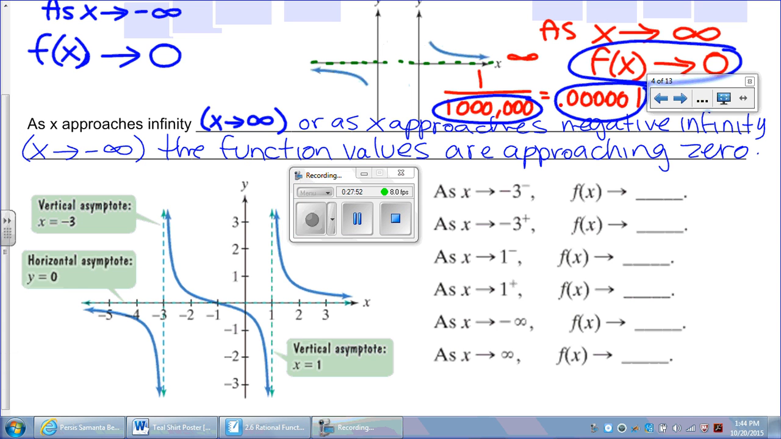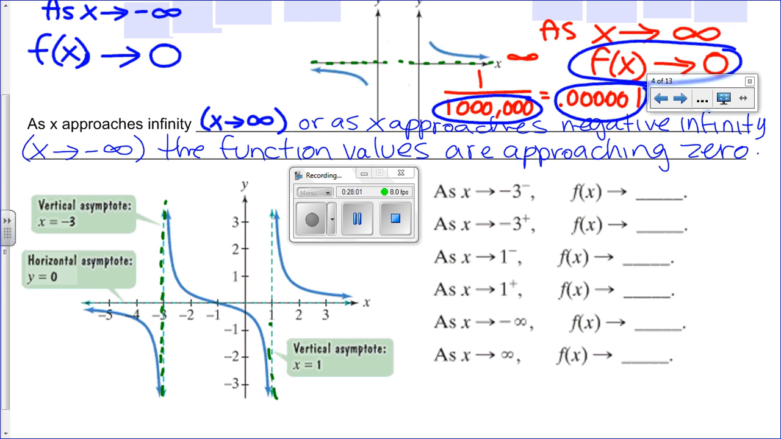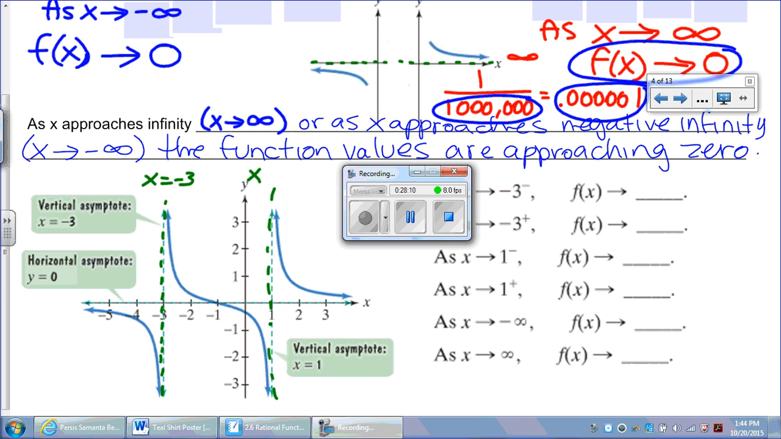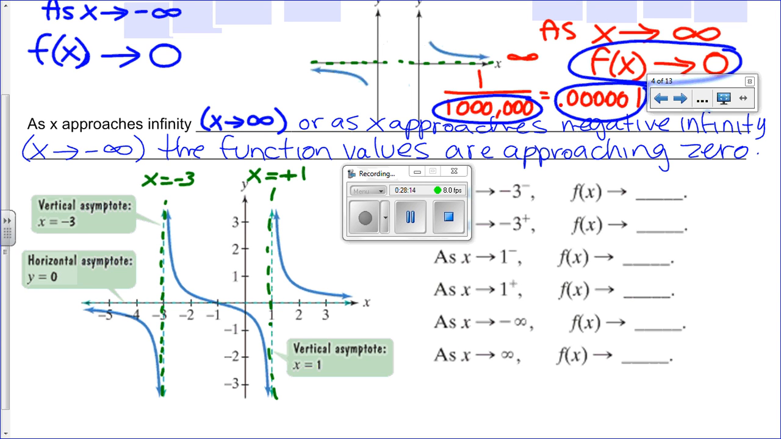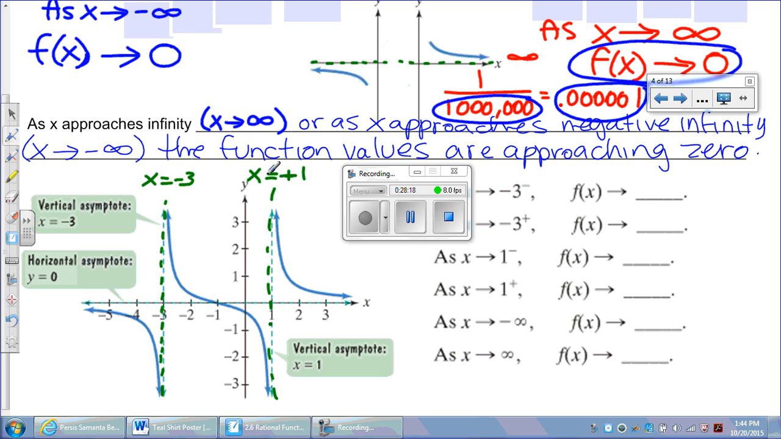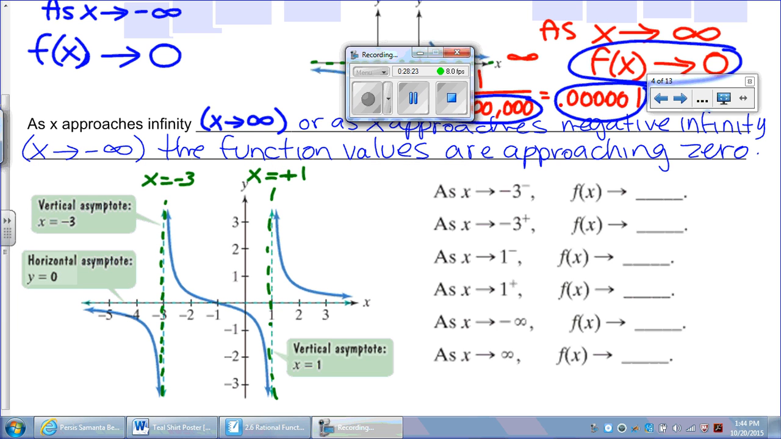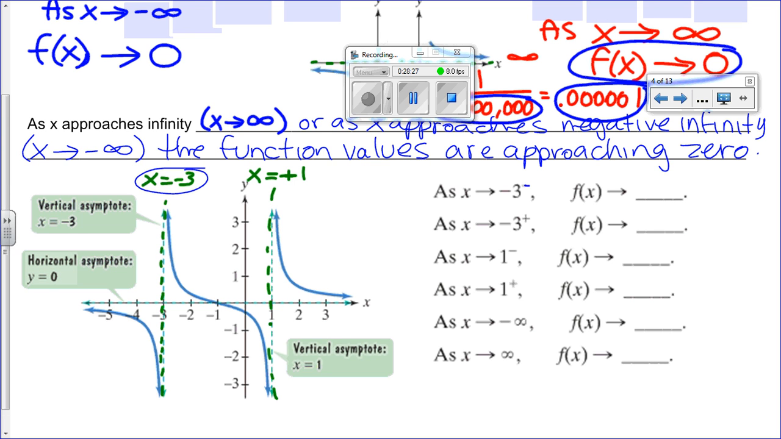So to answer this problem, we see that we have two vertical asymptotes. That is one, and that is the second one. This vertical asymptote is at x equal to negative 3. The other vertical asymptote is at x equal to negative 1. I'm sorry, positive 1. So to answer the first question, it says as x approaches negative 3, so I'm talking about the first asymptote, but this negative here means from the left, remember that. So we're going to look at the left side of that vertical asymptote, and if you follow the function, you can see that as you get closer to that asymptote on the left side, the function values or the y values are going to negative infinity. So that is what goes here.